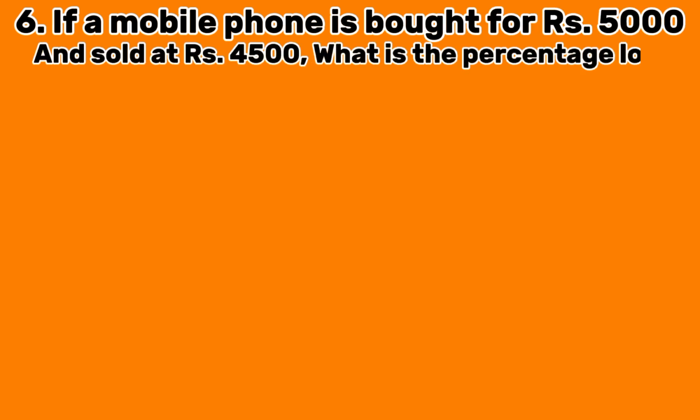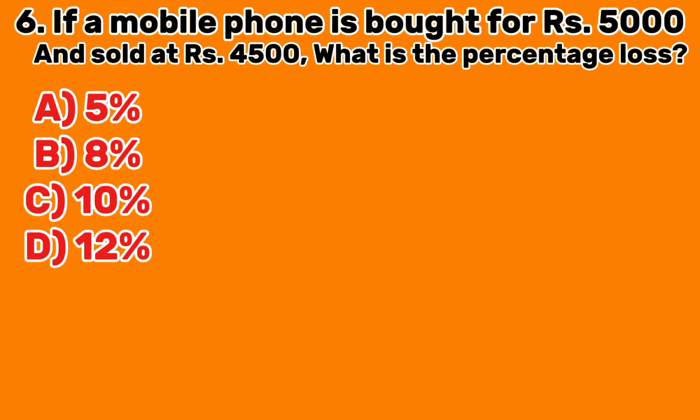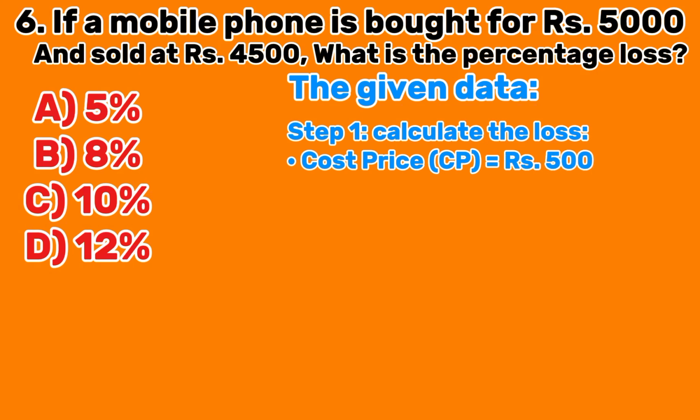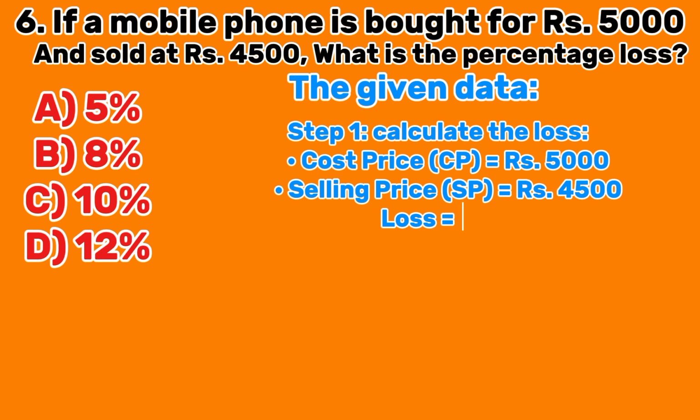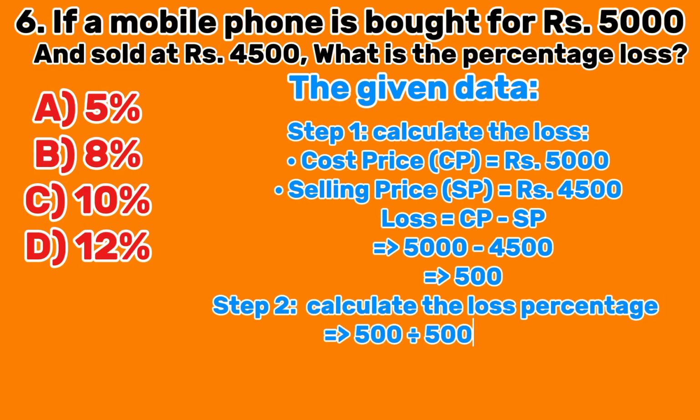6. If a mobile phone is bought for 5,000 rupees and sold at 4,500 rupees, what is the percentage loss? A. 5%. B. 8%. C. 10%. D. 12%. Given data. Step 1. Calculate the loss. Cost price, CP, equals 5,000 rupees. Selling price, SP, equals 4,500 rupees. Loss equals CP minus SP, equals 5,000 minus 4,500, equals 500. Step 2. Calculate the loss percentage. Equals 500 divided by 5,000 times 100, equals 0.1 times 100, equals 10%. Answer C. 10%.